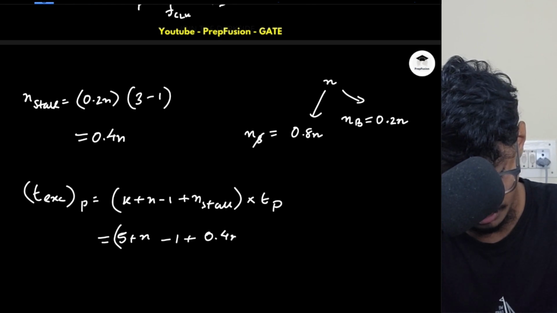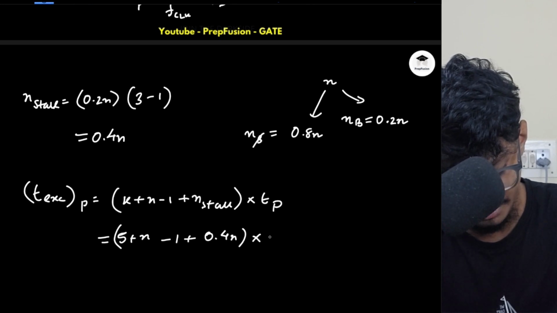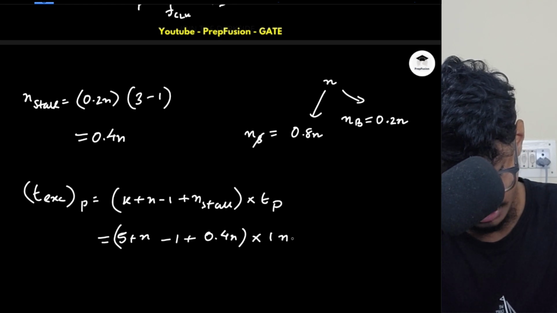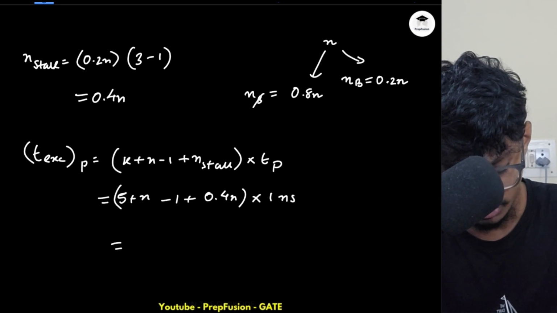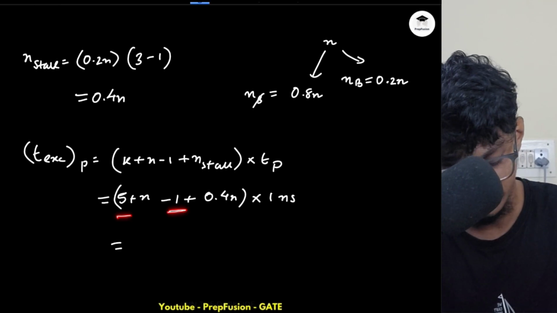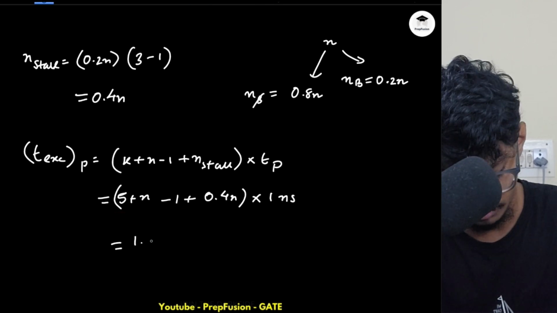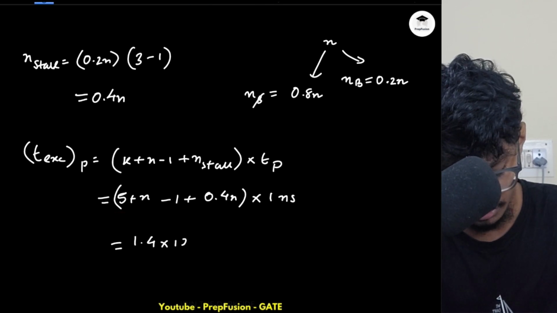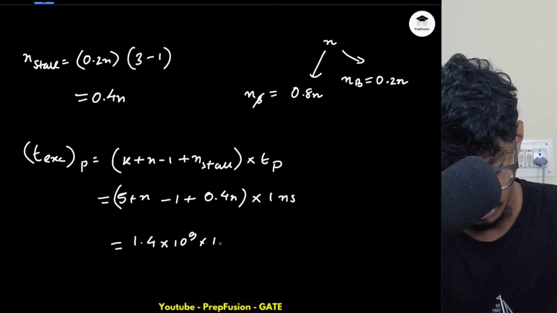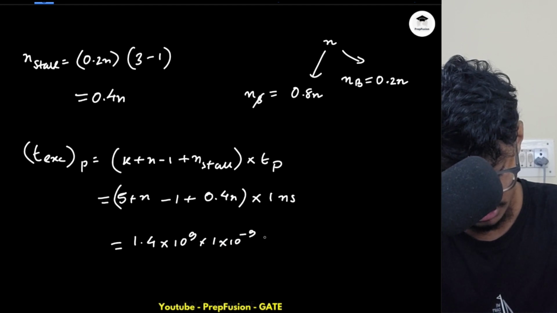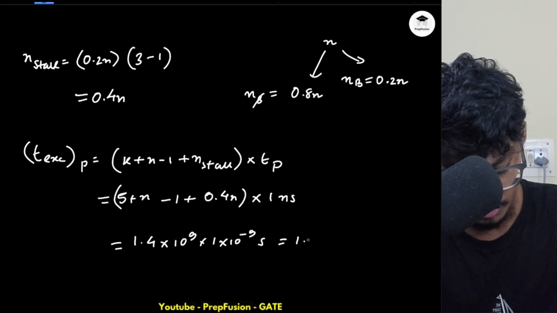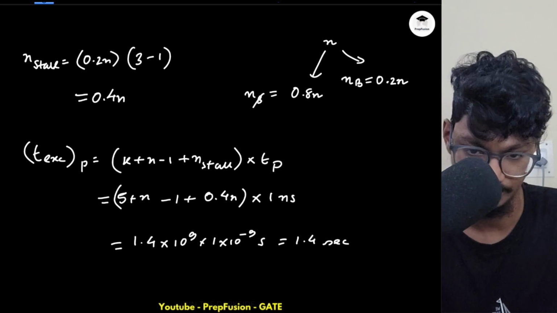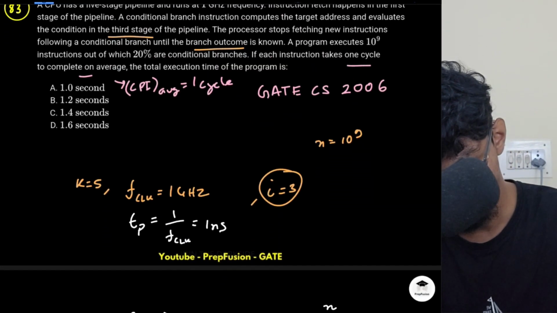So this is 0.4 n into TP, which is 1 nanosecond. So I can ignore this 5, 4. This will be anyways ignored, because it is 1.4 into 10 raised to power 9 into 1 into 10 raised to power minus 9 seconds. So this will come out to be 1.4 seconds simply. So your answer will be 1.4 seconds.